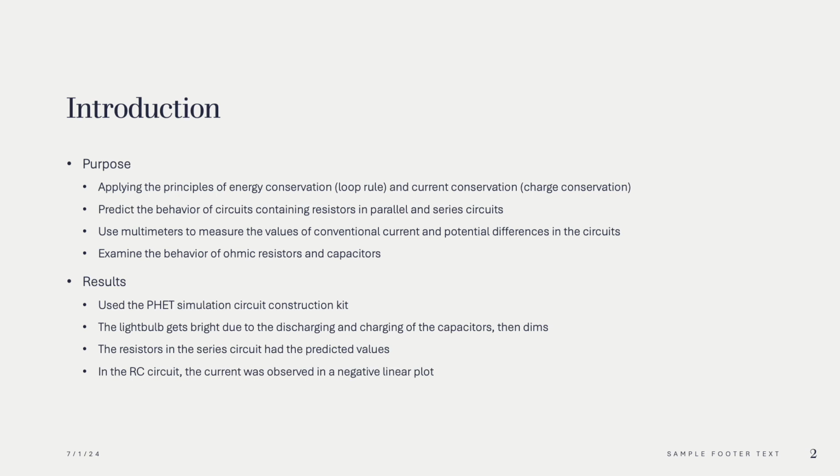and capacitors. A brief preview of the results include the light bulb getting bright, then dimming in a fast manner, the resistor of the series circuits having the predicted values previously calculated, and the RC circuit having a negative linear plot for the current.